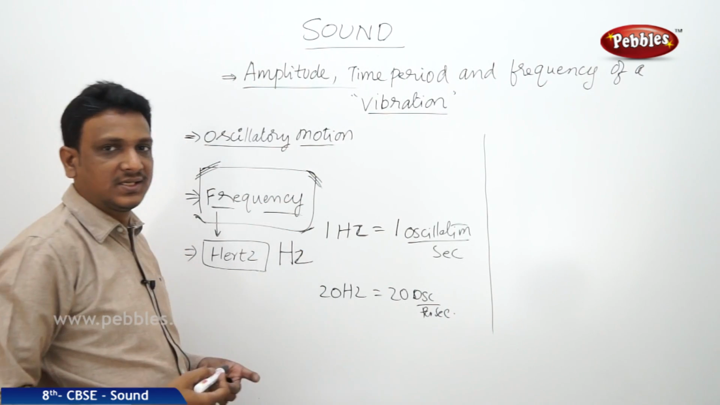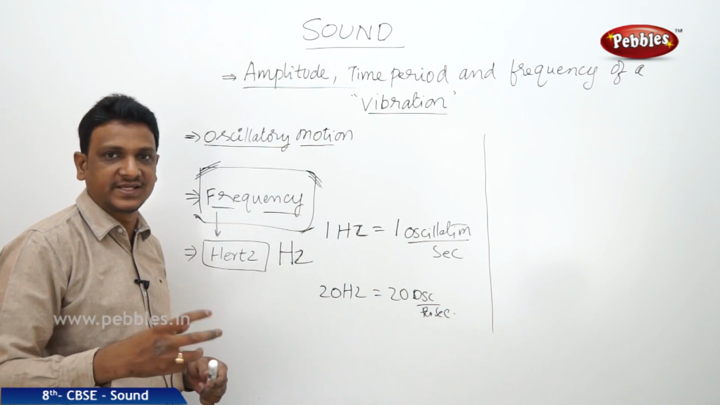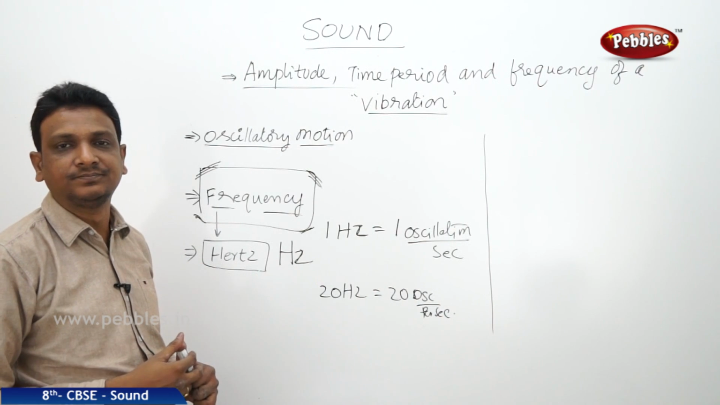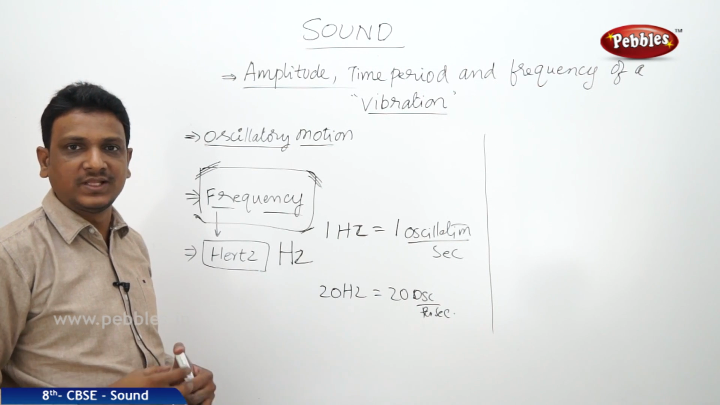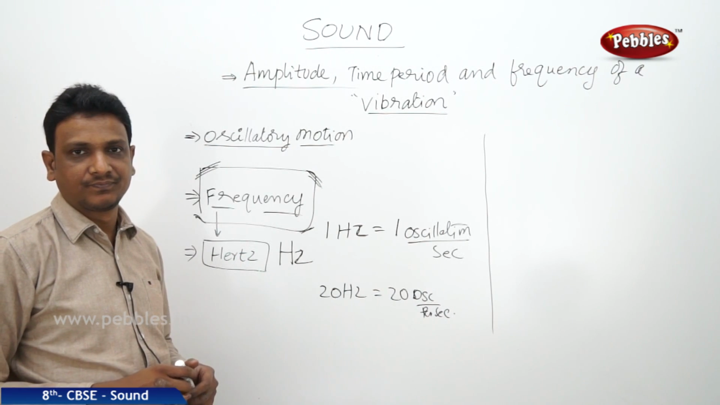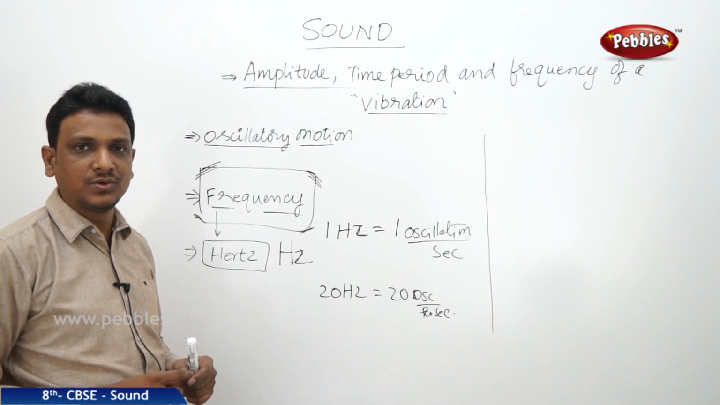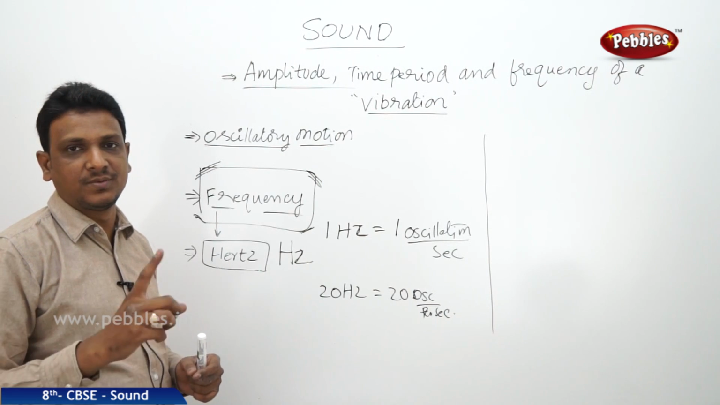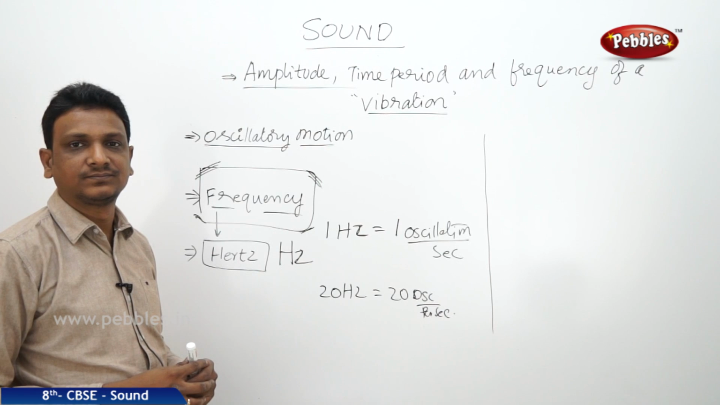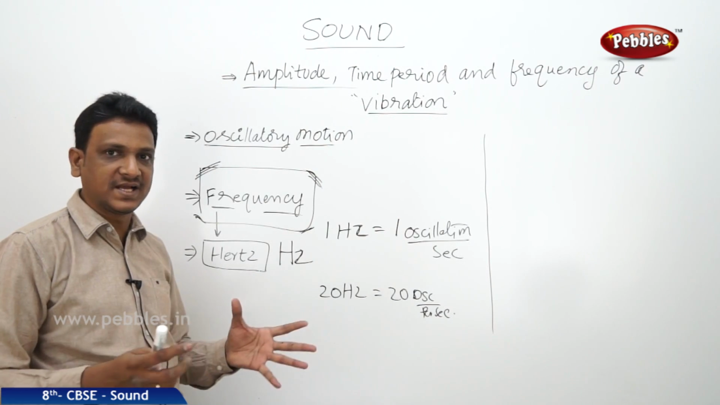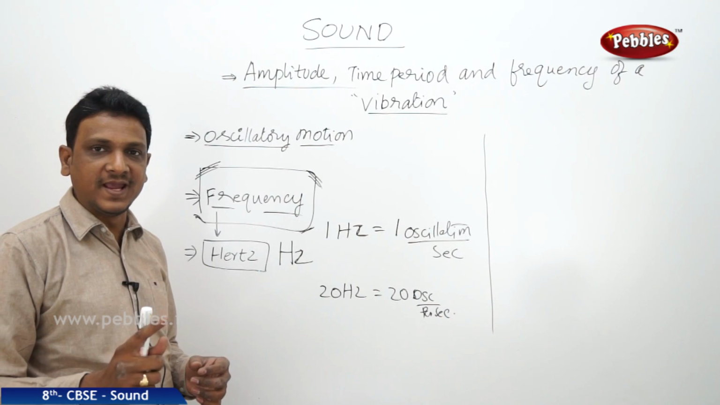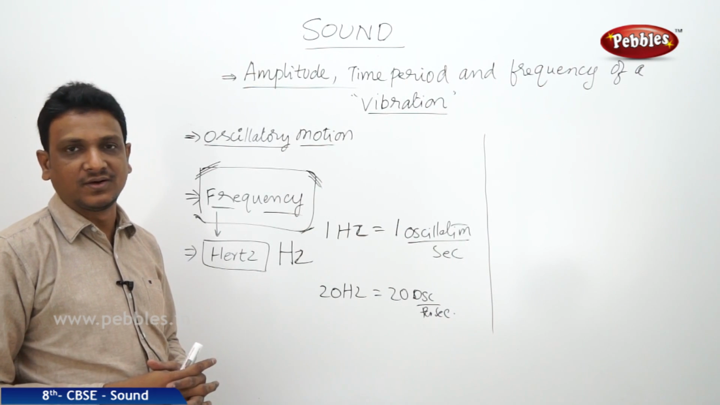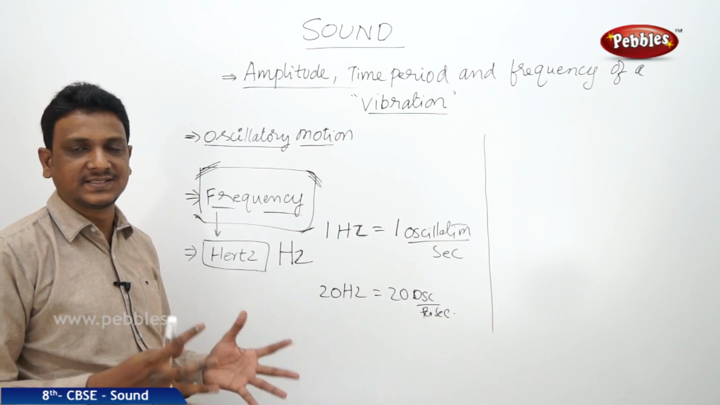Frequency means the number of oscillations per second in a vibration. That is counted with the unit hertz. 1 hertz is equal to 1 oscillation per second. So that is the frequency. If an object has a frequency of 15 hertz, that means it will make 15 oscillations per second.